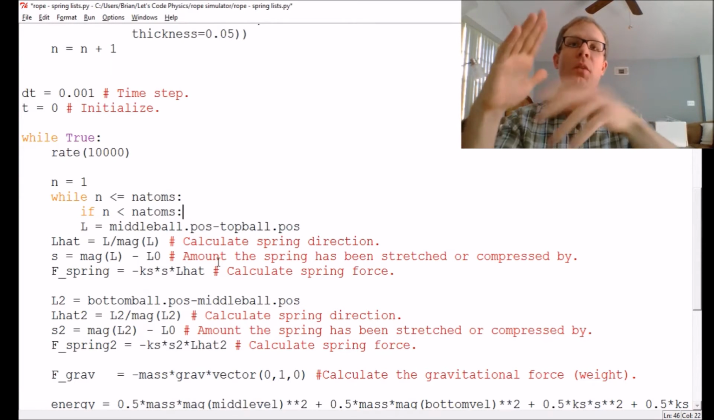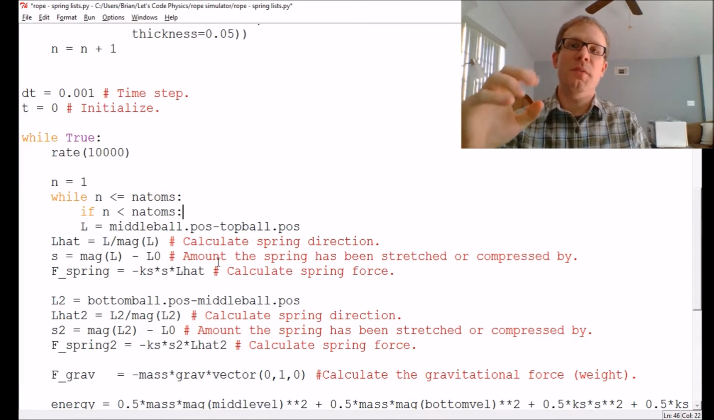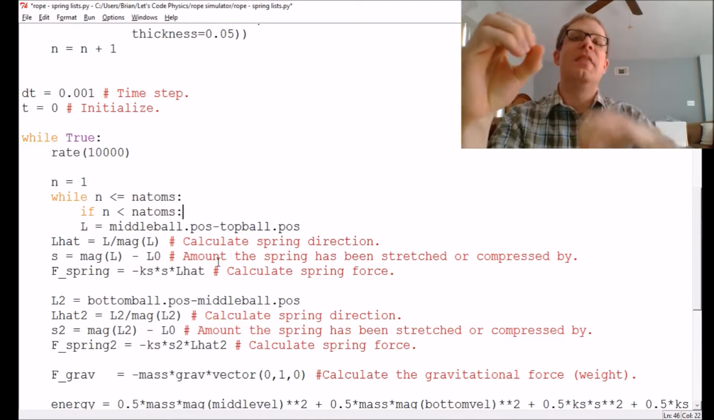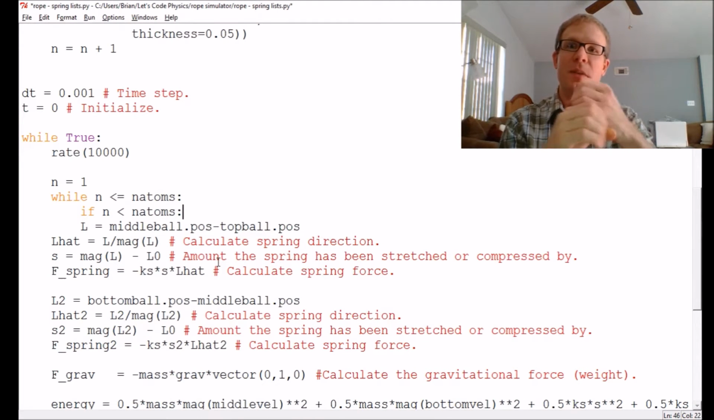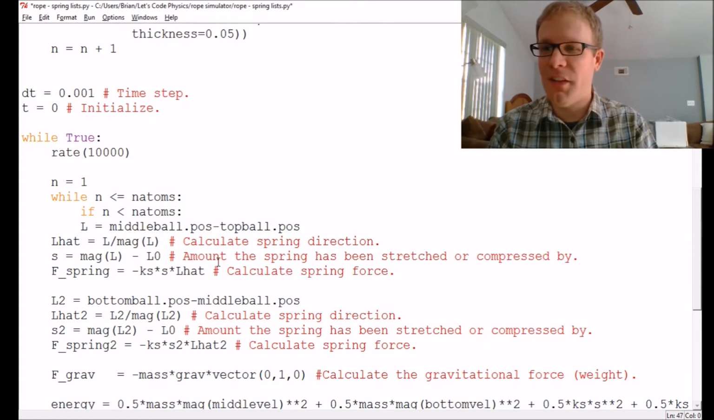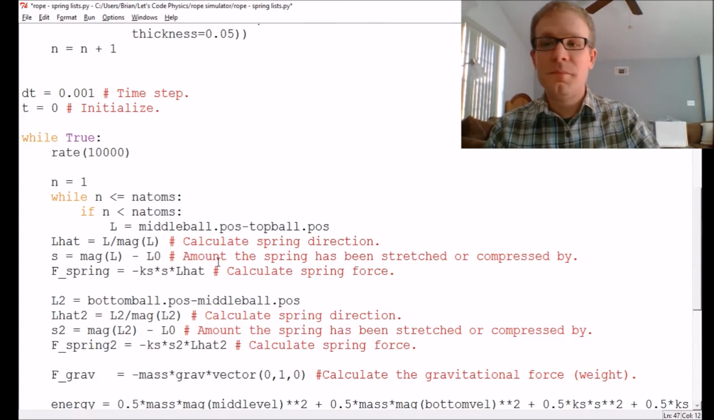So I don't want to be calculating the force between the atom and the next atom when I get to the last one. When I get to number 5, for example, I don't want to calculate the force between it and number 6 because there is no atom number 6. I'll show you how we'll handle this in just a minute.